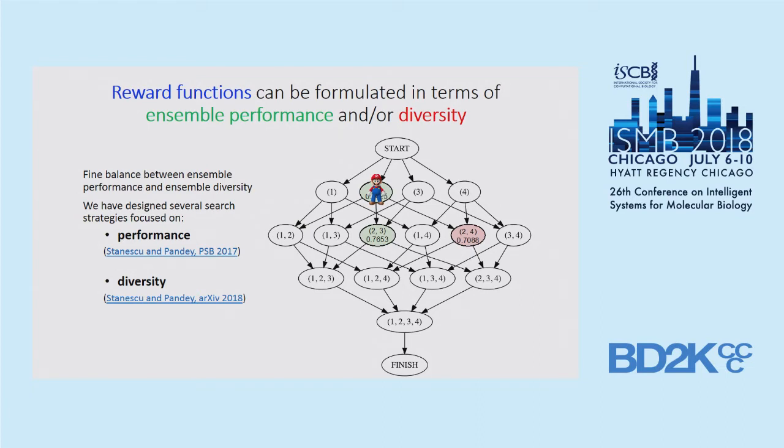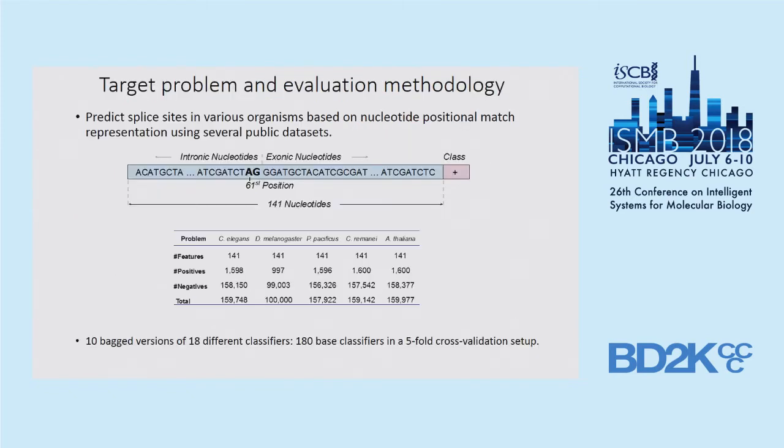So the results that I will show you today are from a target problem. We're looking at predicting splice sites in various organisms based on nucleotide positional match. So basically, we're formulating this as a binary classification problem, as a prediction problem, where we look at DNA sequences from publicly available data sets from 5 organisms.